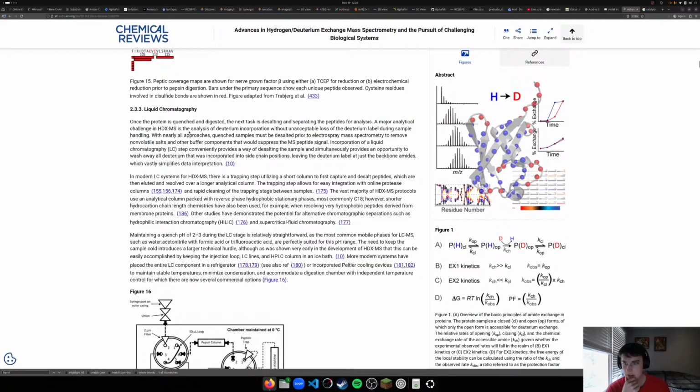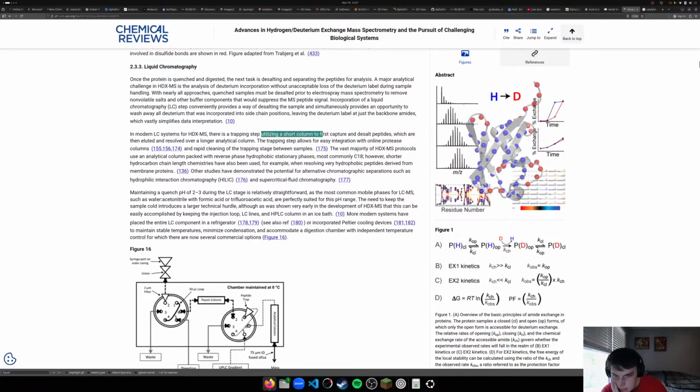A major analytical challenge is the analysis of deuterium incorporation without unacceptable loss of deuterium label during sample handling. With nearly all of these approaches, quench samples must be desalted prior to electrospray mass spectrometry to remove non-volatile salts and other buffer components that would suppress the MS peptide signal. Incorporation of a liquid step conveniently provides a way of desalting the sample and simultaneously provides an opportunity to wash away all deuterium that was incorporated into side chain positions, leaving deuterium label at just backbone amides with vastly simplified data interpretation.